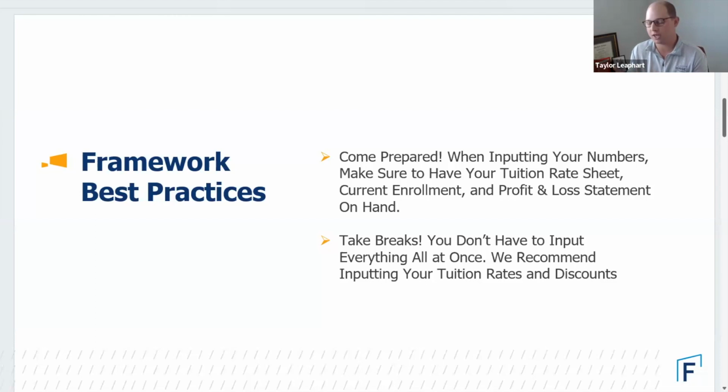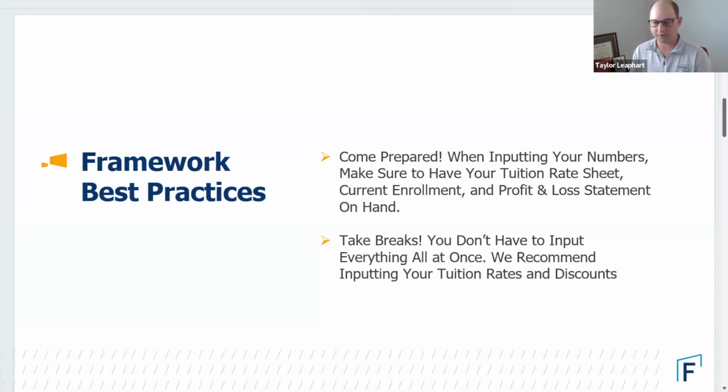So some best practices, come prepared. So what we really recommend once you are able to sit down and give some time to this tool is having a most current tuition rate sheet, enrollment report, as well as profit and loss. Now, it is very important that your enrollment matches up for the same period as the profit and loss statement that you are inputting into framework. So if you're looking at a 2022 full year for enrollment, let's also bring the profit and loss statement for the 2022 period. I would highly recommend bringing something that's a little more current if that is available to you.